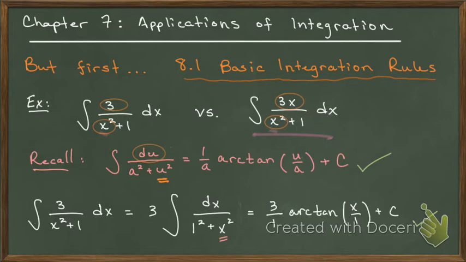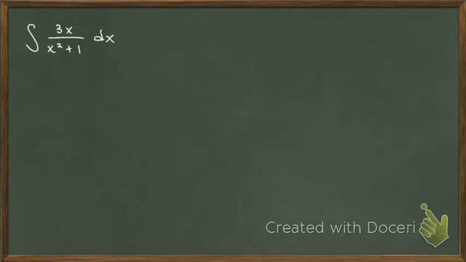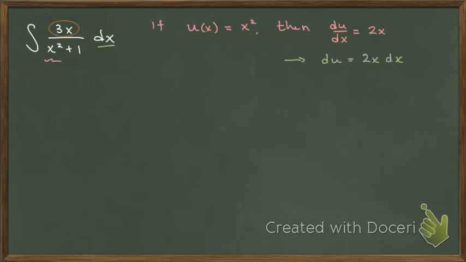However, for the second integral, there's got to be something else that we can do to handle that extra x. So let's rewrite that. I've got that second integral there. So we try something else, right? This is not exactly that arctangent formula. So what I want to do is try to make u maybe this x squared. If that's the case, then du dx, the derivative of that, is 2x. And with a little rewrite, I see that du is 2x dx. And I've got that extra dx right there.